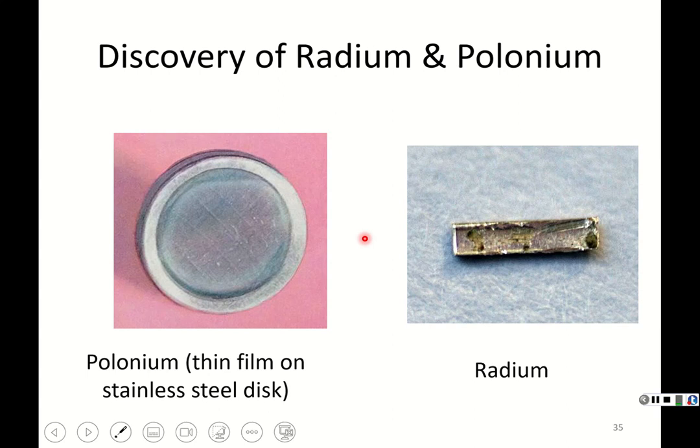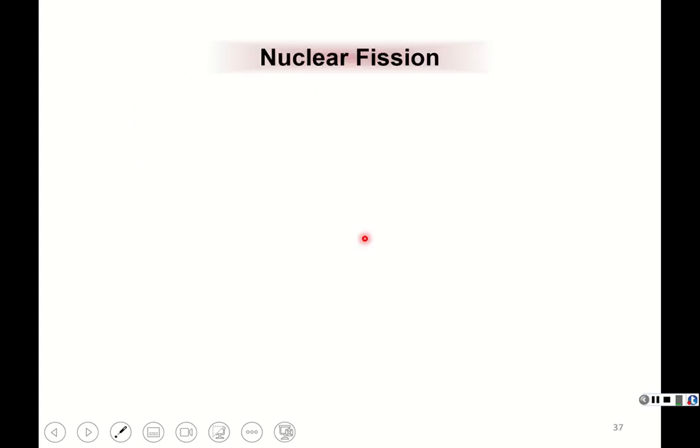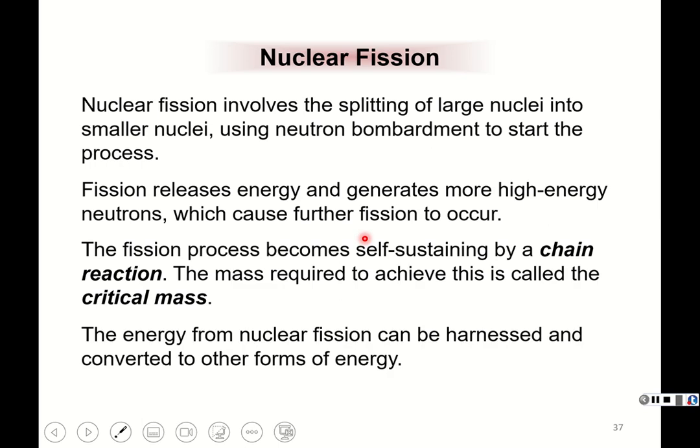She also discovered radium and polonium, two other radioactive substances. Lise Meitner, along with Otto Hahn, were really the first to come up with this idea of nuclear fission. Nuclear fission involves the splitting of a larger nucleus into two smaller nuclei. Using neutron bombardment, you can start the process of this nucleus splitting.